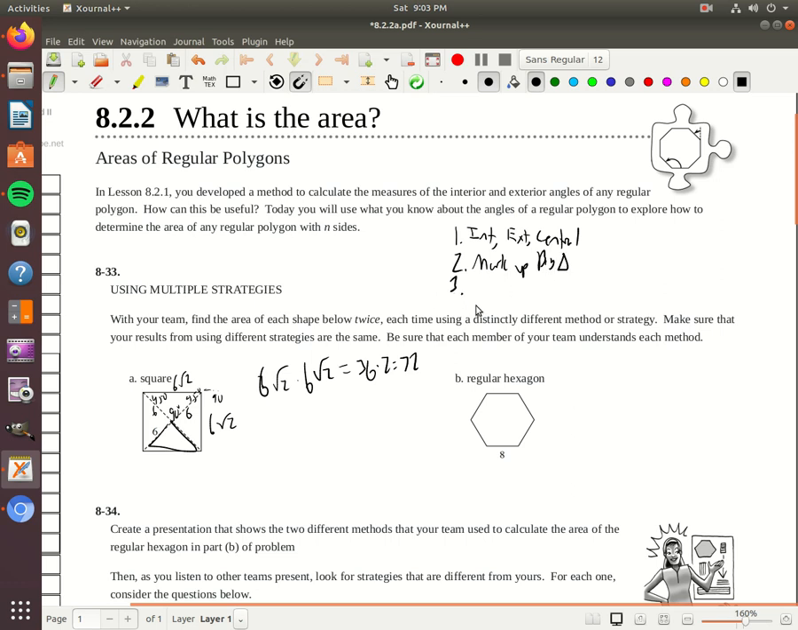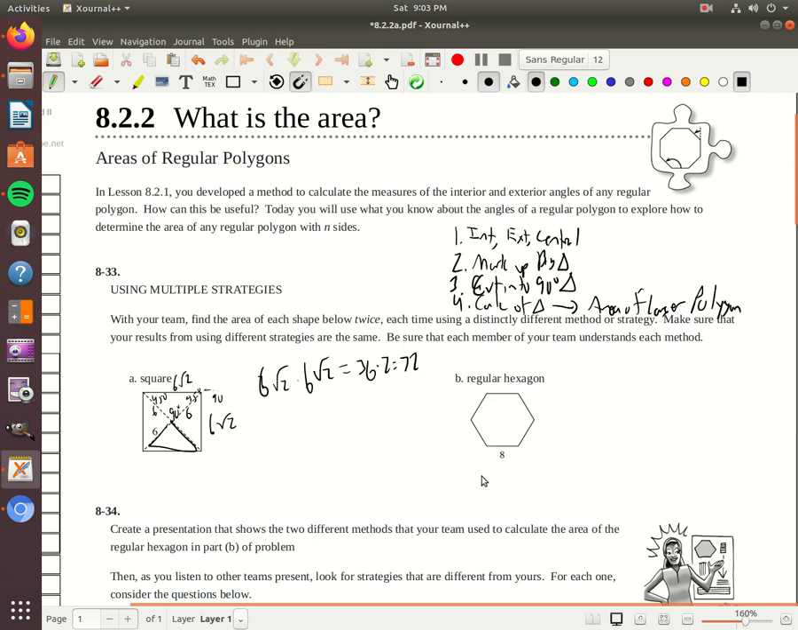Then you're going to cut it into 90-degree triangles. And then we're going to calculate the area of the triangle, and then use that to get the area of the larger polygon. I know this is difficult to read, and don't worry about it. I'll sort of talk through this as we go.